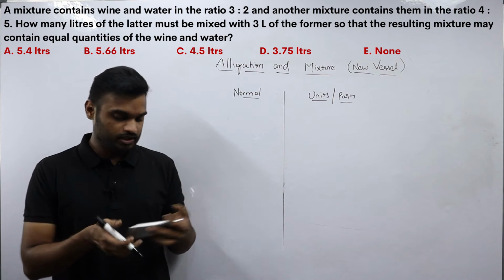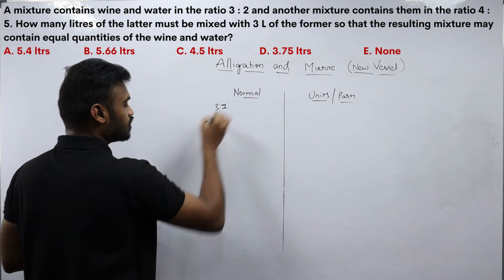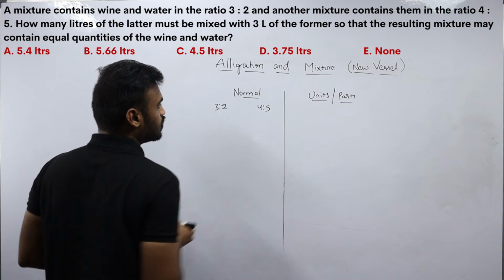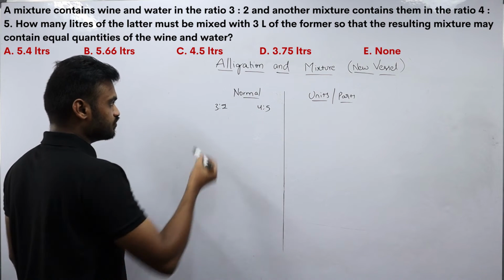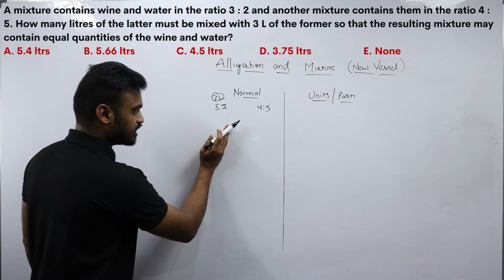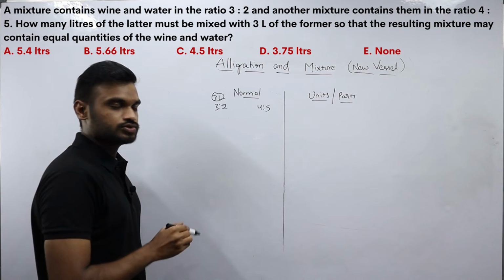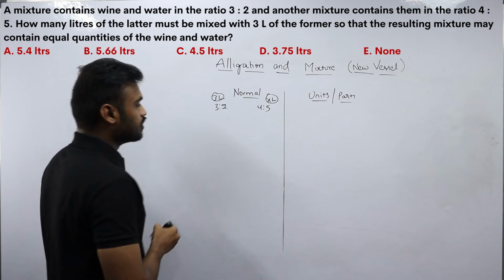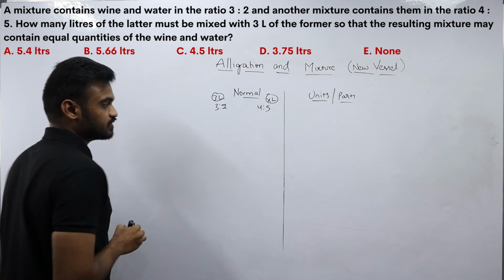See here, in the first vessel the wine and water ratio is 3:2 and in the second vessel the wine and water ratio is 4:5. Now what they are saying is how many liters of the second vessel need to be mixed with 3 liters of the first vessel so that in the resultant quantity wine and water will be equal. I don't know how many liters of the second vessel, so I am assuming the second vessel as x liters. Now x liters of the second vessel need to be mixed with 3 liters of the first vessel.